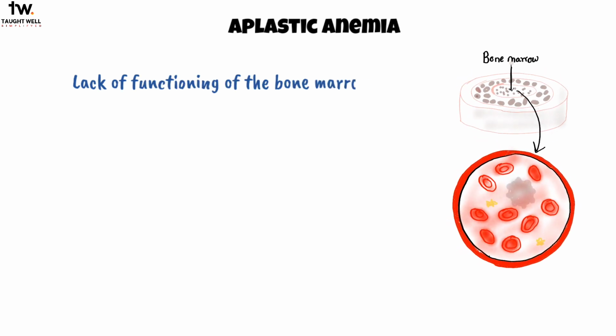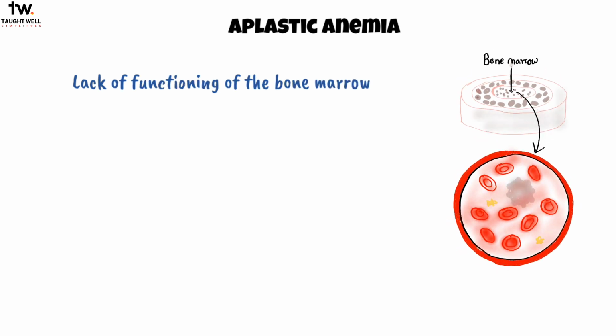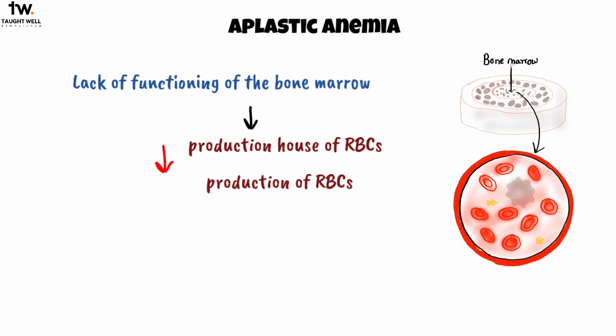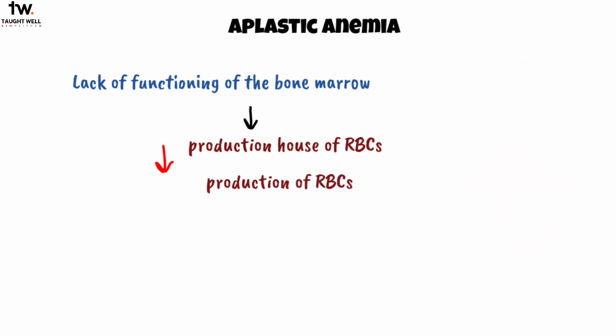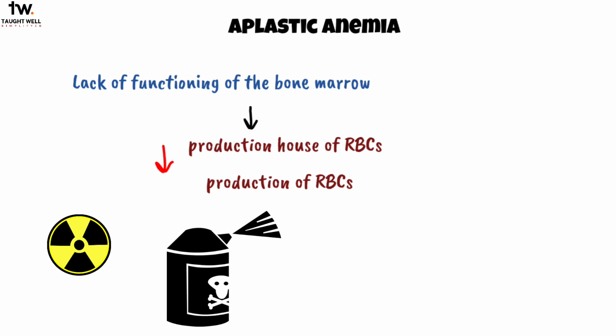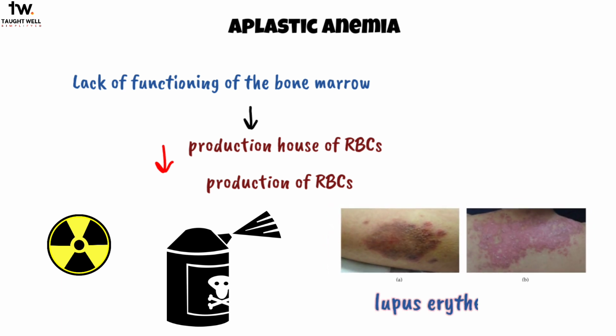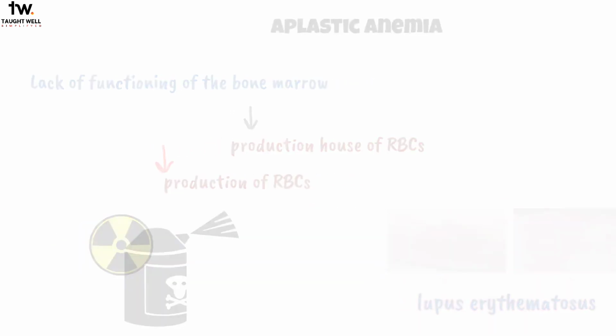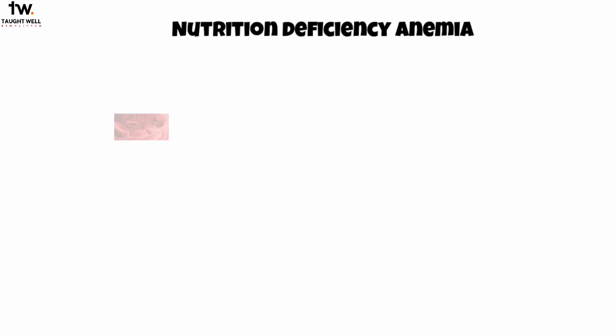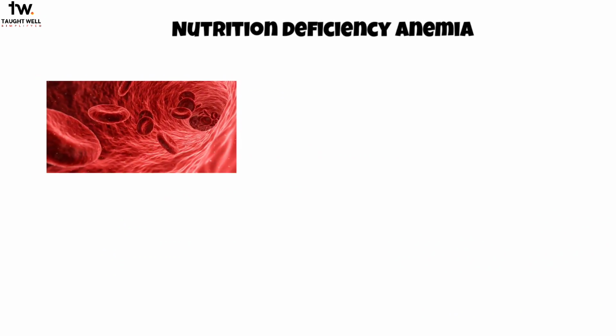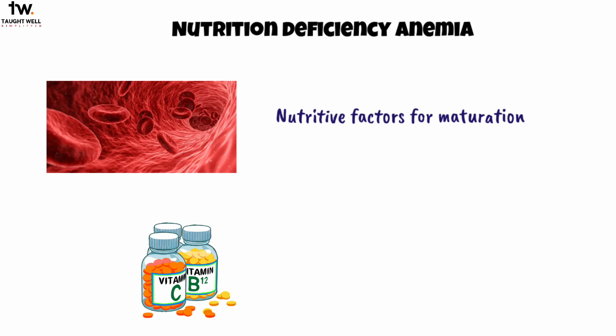Aplasia means lack of functioning, and in this case, it refers to the lack of functioning of the bone marrow, which is the production house of RBCs. This means a person suffering from aplastic anemia has reduced production of RBCs. It could be because of high exposure to radiation, chemotherapy, high doses of toxic chemicals such as insecticides, or autoimmune diseases like lupus erythematosus. Next in line is nutrition deficiency anemia. When the RBC is produced in the body, it requires certain nutritive factors for maturation.